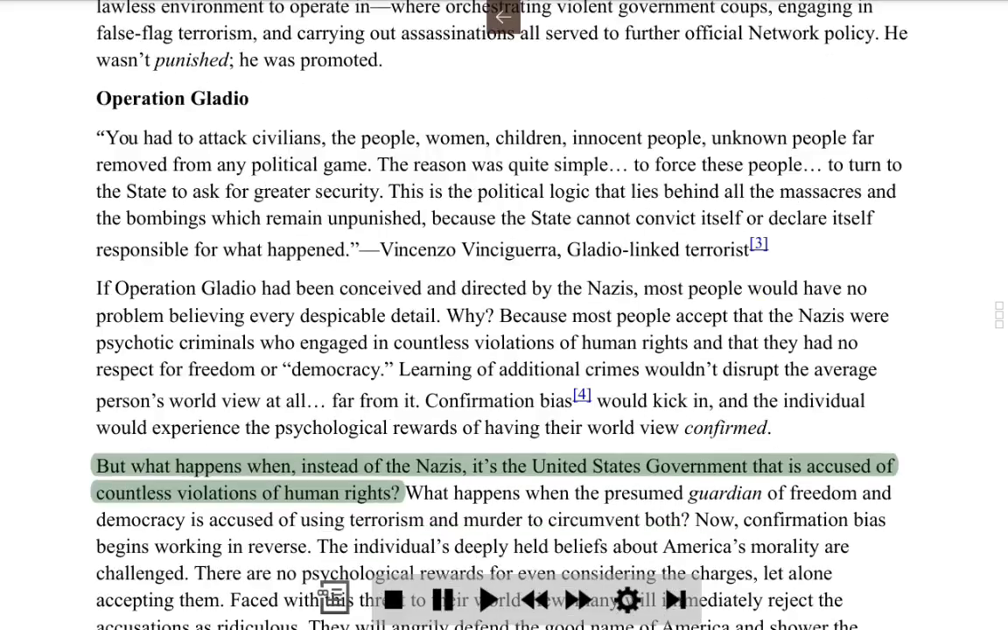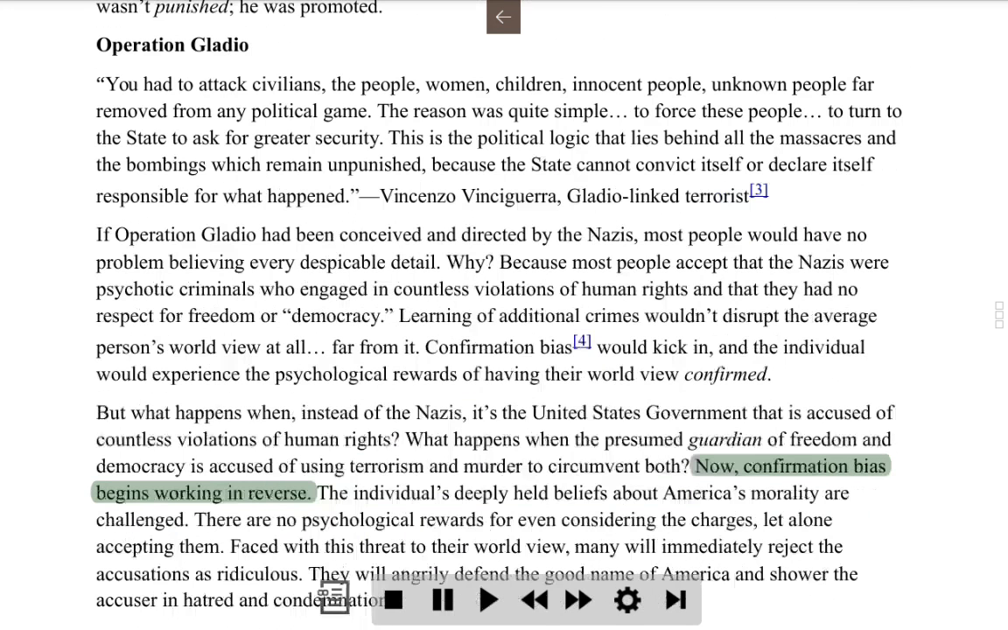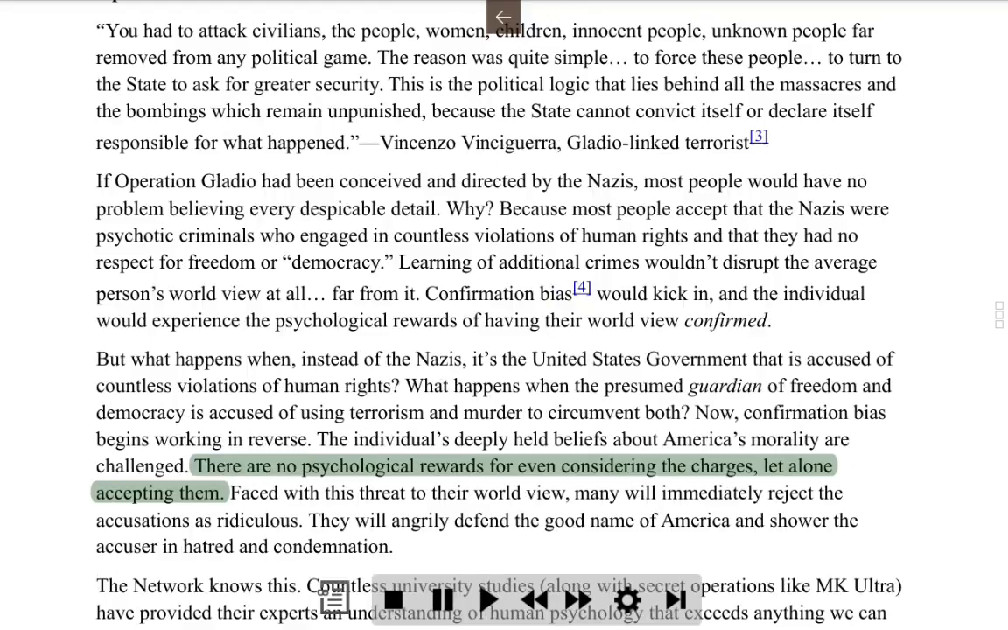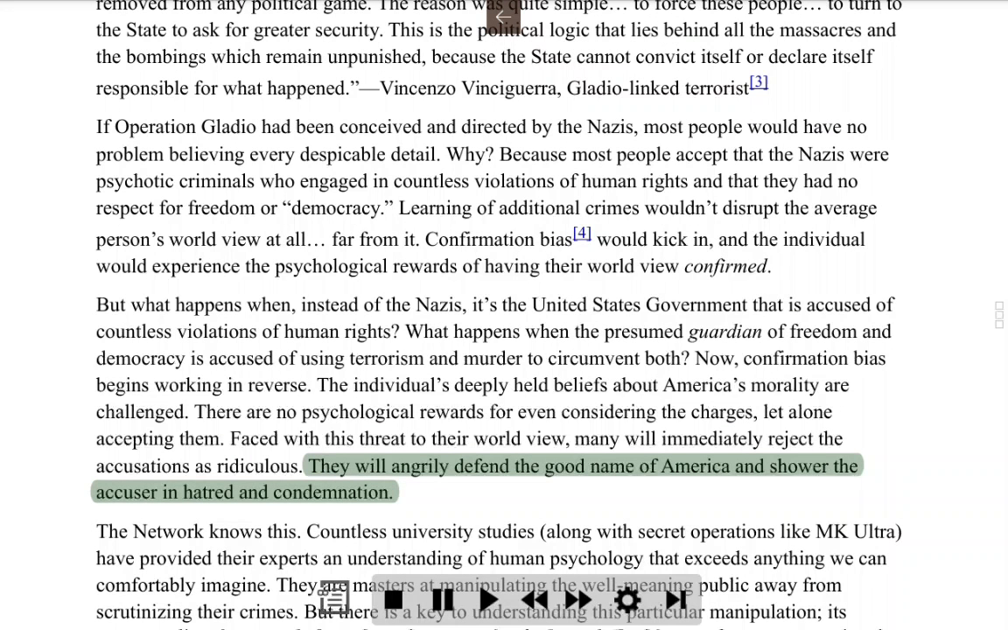But what happens when, instead of the Nazis, it's the United States government that is accused of countless violations of human rights? What happens when the presumed guardian of freedom and democracy is accused of using terrorism and murder to circumvent both? Now, confirmation bias begins working in reverse. The individual's deeply held beliefs about America's morality are challenged. There are no psychological rewards for even considering the charges, let alone accepting them. Faced with this threat to their worldview, many will immediately reject the accusations as ridiculous. They will angrily defend the good name of America and shower the accuser in hatred and condemnation.